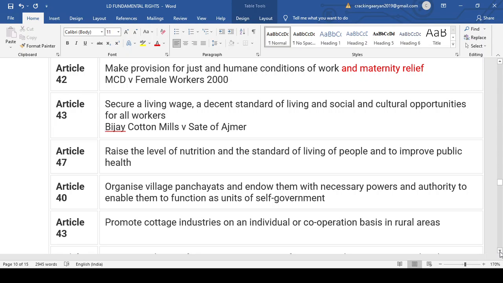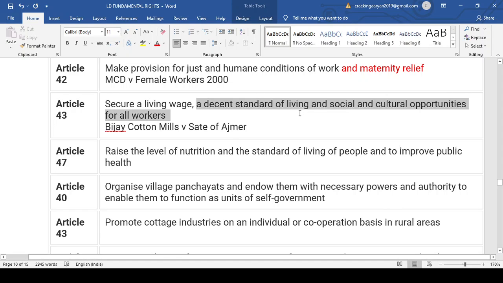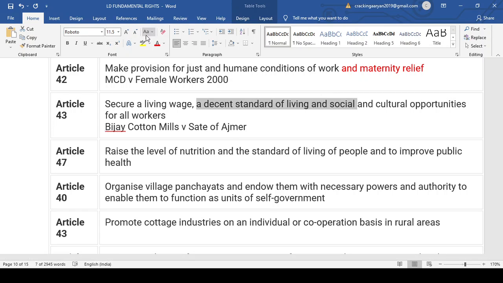Okay, then we come to Article 43, that is decent standard of living. Article 43: the state shall endeavor to secure by suitable legislation or economic organization or in any other way to all workers, agricultural, industrial or otherwise, a living wage, conditions of work ensuring a decent standard of life and full enjoyment. Okay, a decent wage should be given to the worker. They should be given a decent standard of life.